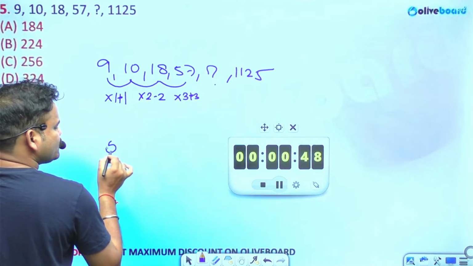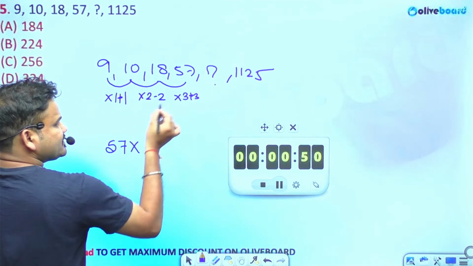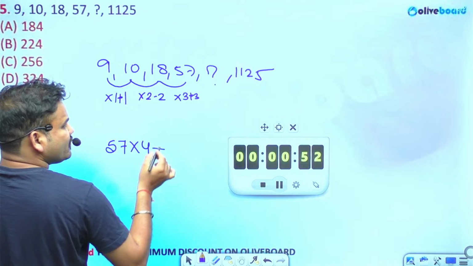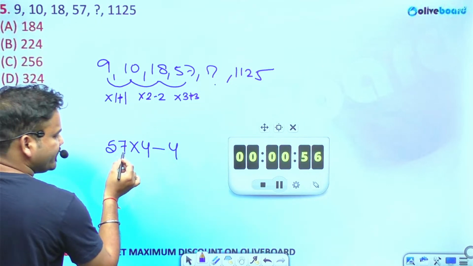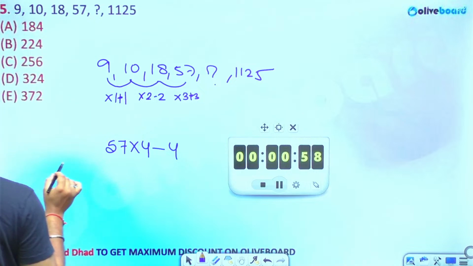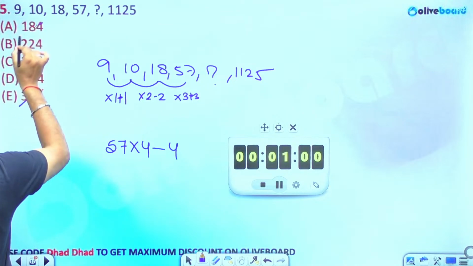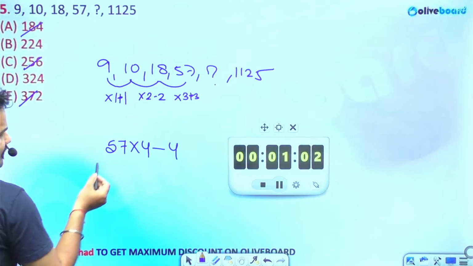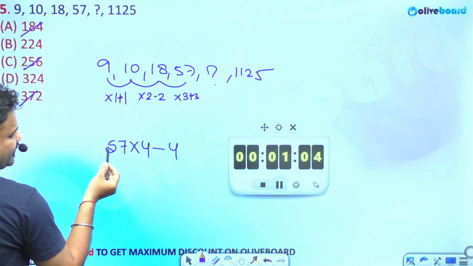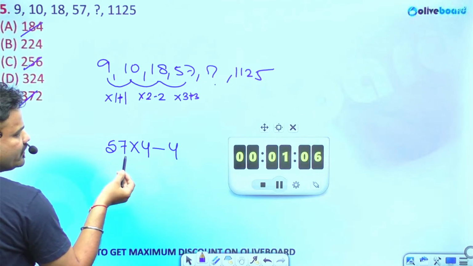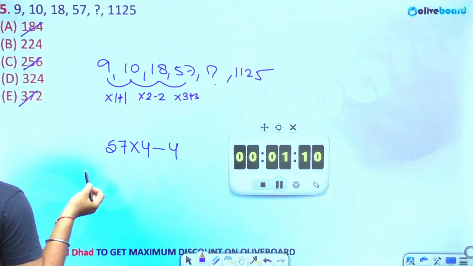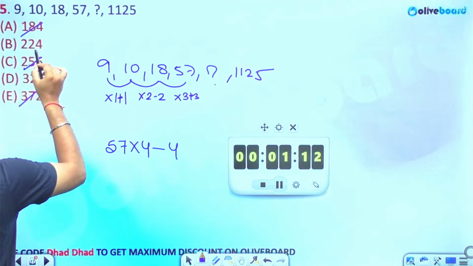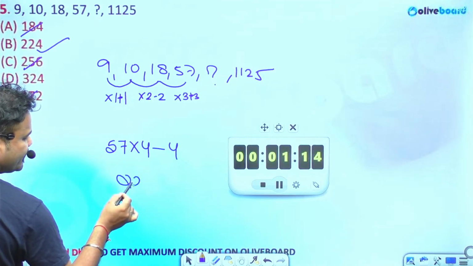So the answer has to be 57 into the next natural number, 4, minus what? After 3 you will be getting 4. So 7 into 4 is 28, 8 minus 4 is 4. So the unit place has to be 4. So these three numbers are getting eliminated. Now 57 is 7 plus 5, 12. 12 means 3. 3 into 4 is 12, 3 minus 4 is minus 1. So the digital sum has to be 8. Fine. So this is your answer, 224.